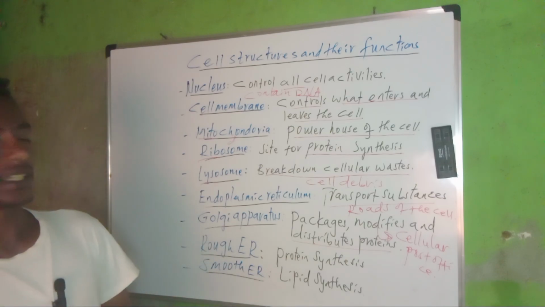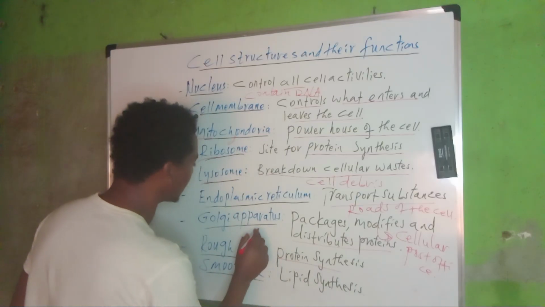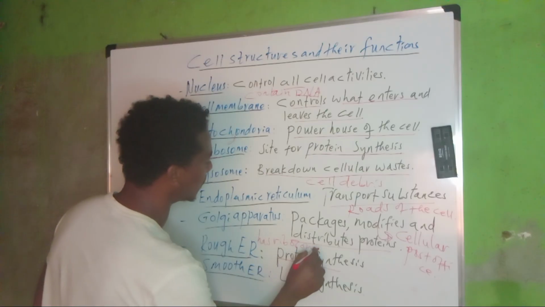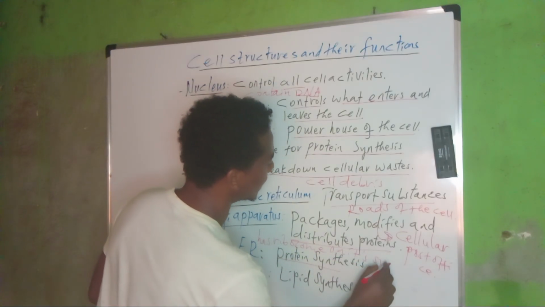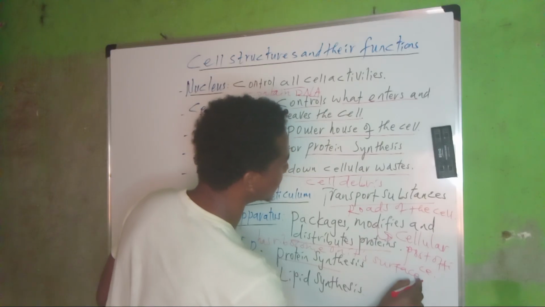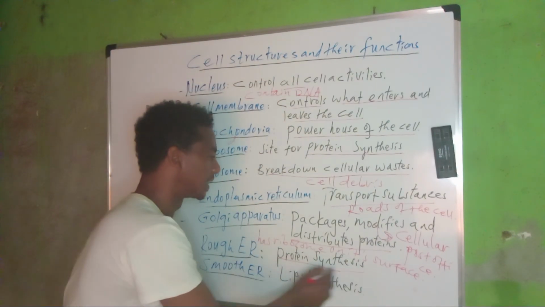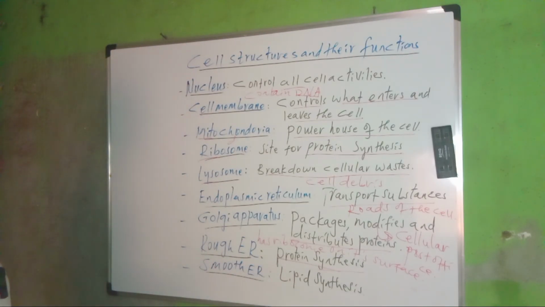Rough endoplasmic reticulum has ribosomes on its surface. So since it has ribosomes on its surface, it has a rough appearance and is involved in protein synthesis.